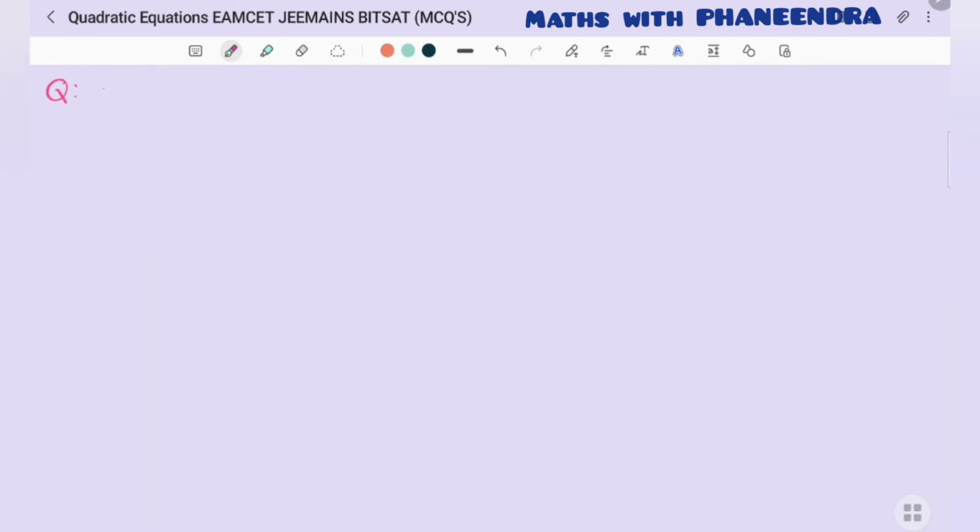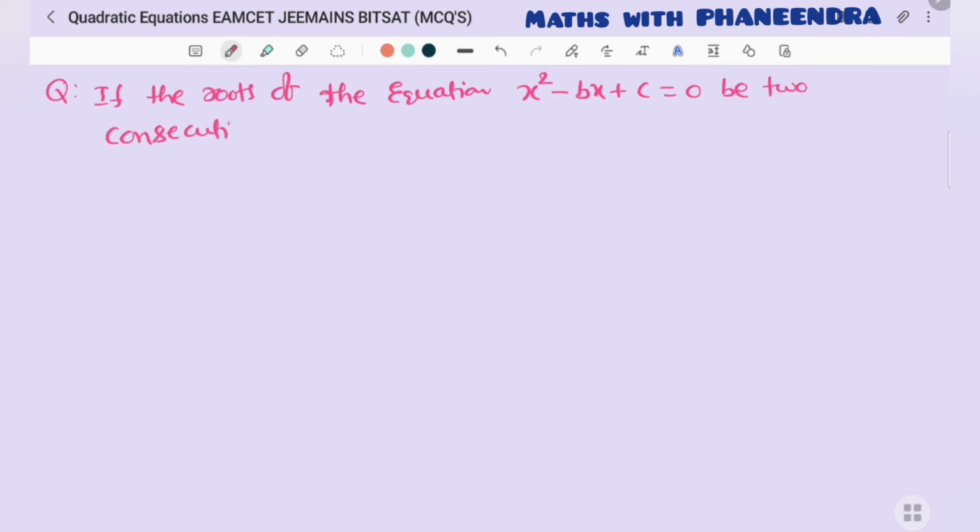The next question is, if the roots of the equation x square minus bx plus c equal to 0 be two consecutive integers, then b square minus 4c equal to, with options 1, 2, 3, 4. So how will it be? One by one we will discuss.